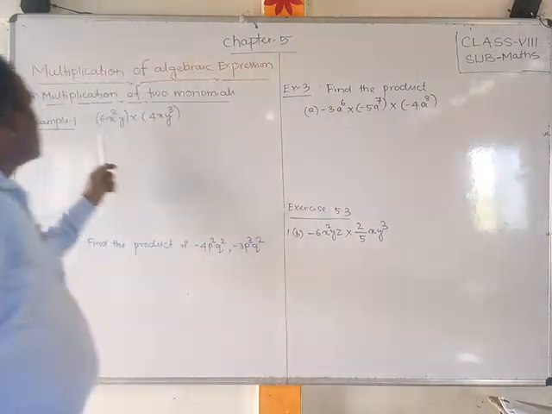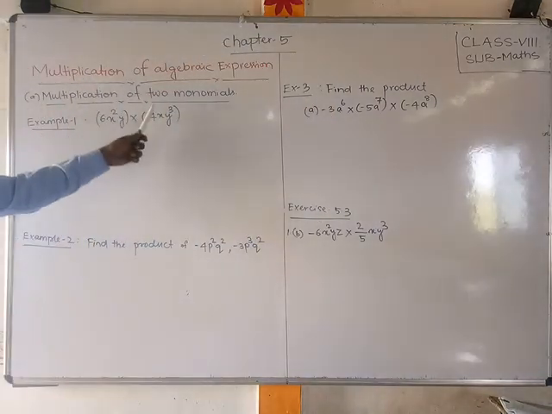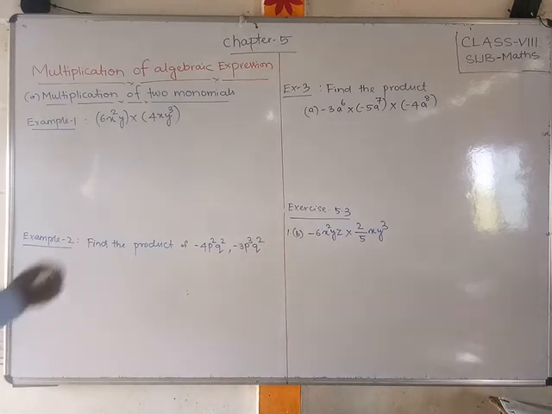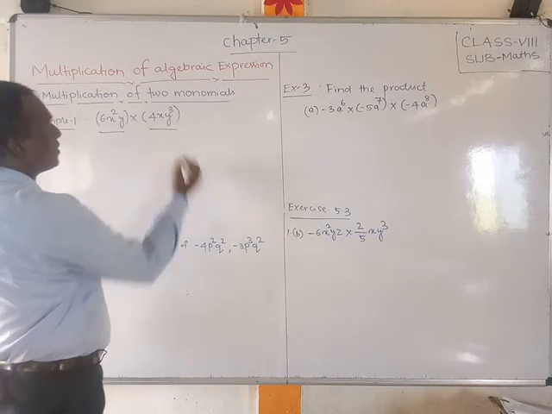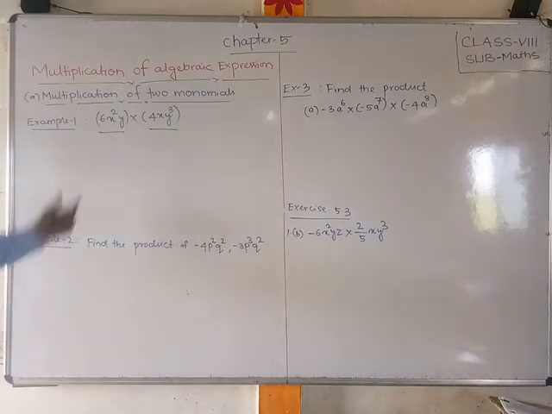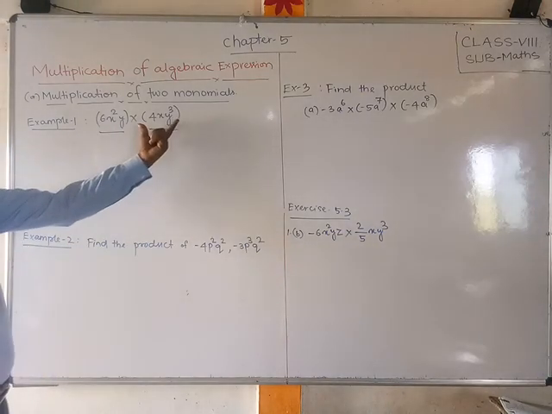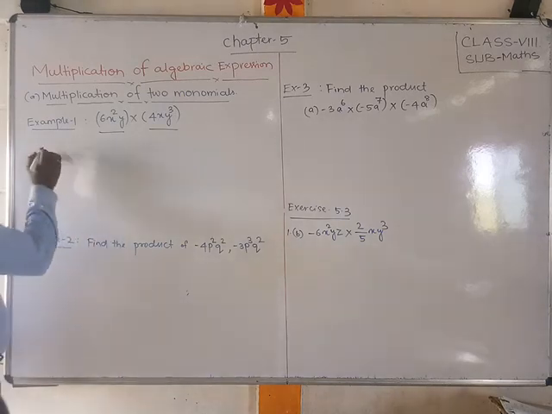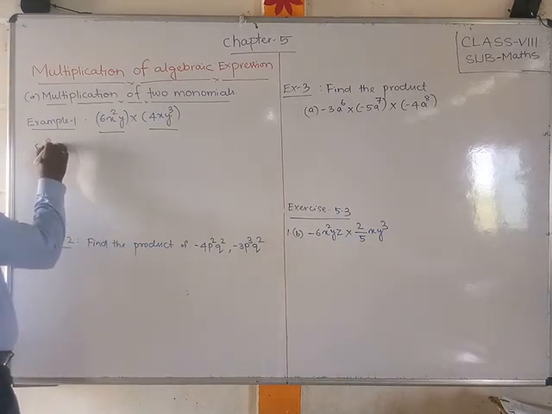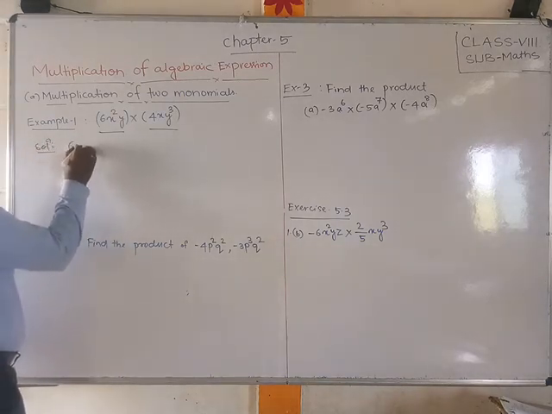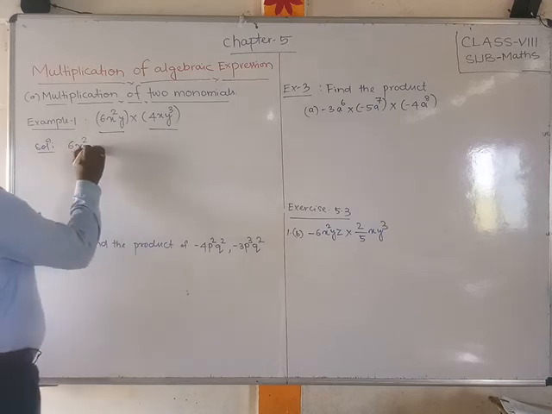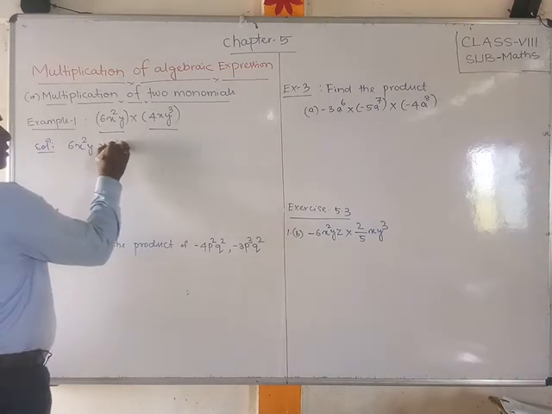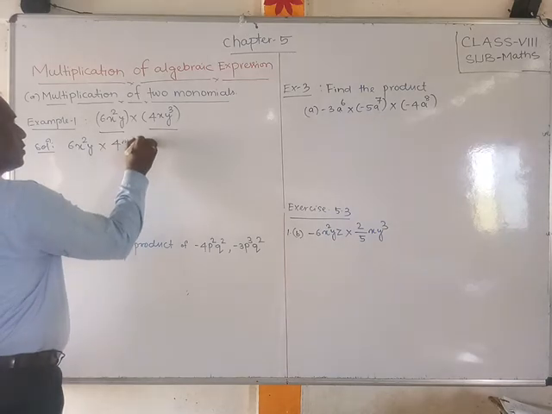Observe here the multiplication of two monomials. I have given it here; this is one term and this is another term. So this is one monomial, and this is also one monomial, each with only one term. Whenever we multiply, we first write the two algebraic expressions. This is one algebraic expression, and this is also one. Now we are multiplying.